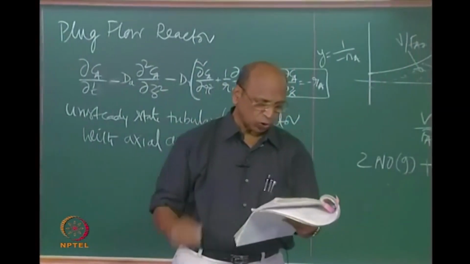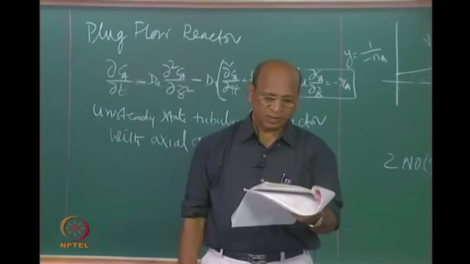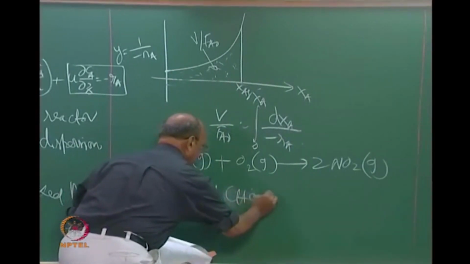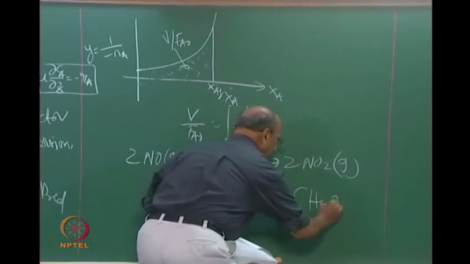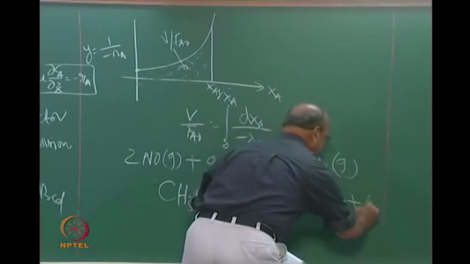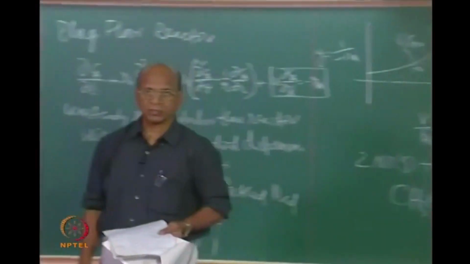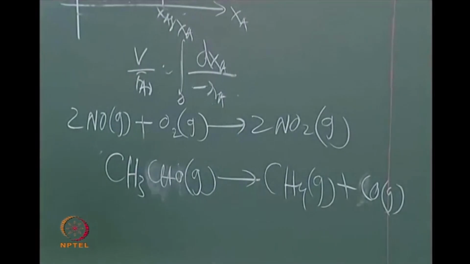So next one, fourth one, decomposition of acetaldehyde. The reaction is CH3CHO gas giving us CH4 gas plus CO gas. So, to get methane, for example, acetaldehyde decomposition, okay, and CO also.